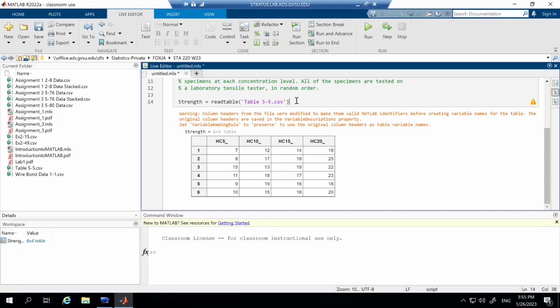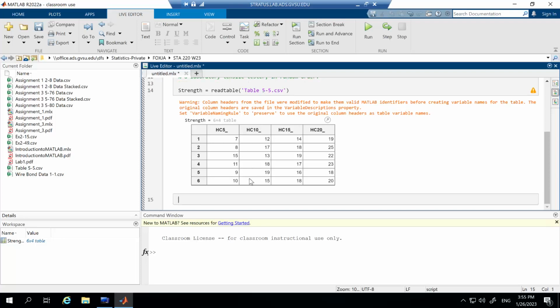Now, to do one-way ANOVA, we can't use a table to do one-way ANOVA. What we have to do is strip away the headers and all the variable names in the headers, and then also these row names right here, and only have the data that's left over. So we're going to create a matrix next. I'm going to call this a strength matrix.